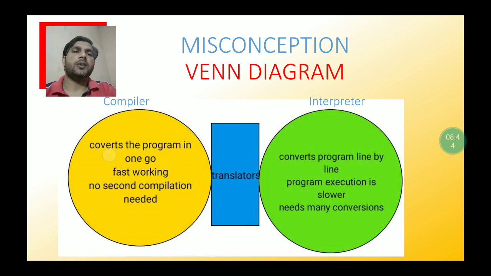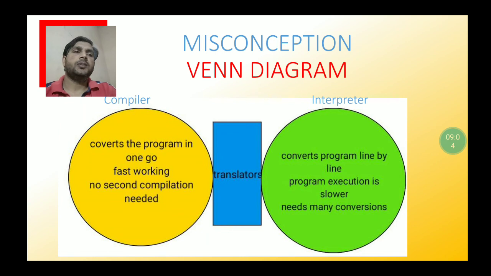So first we talk about compiler, second interpreter. So compiler, what does compiler do? Converts the program in one go. Okay. And what does interpreter do? Interpreter also converts the program, but the difference is here you have to just focus that it converts line by line. And now compiler works faster because it converts in one go. Therefore its working will be fast. Conversion will be fast because it is being done in only one time.